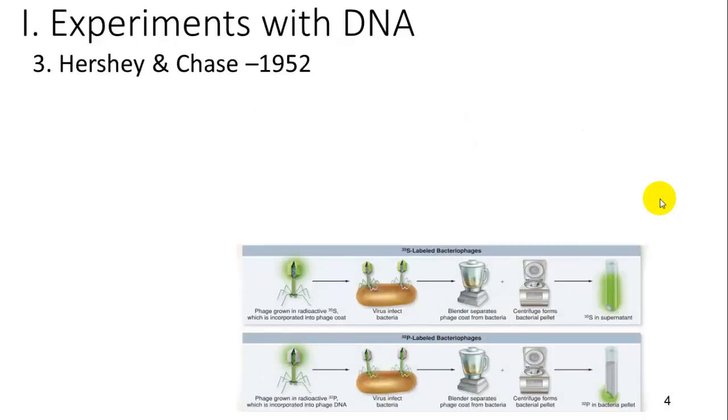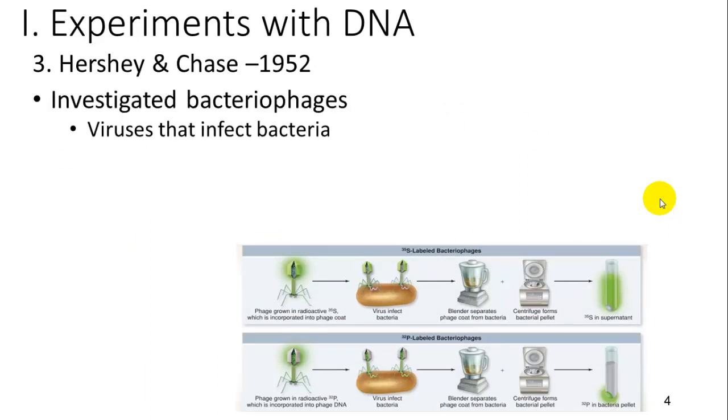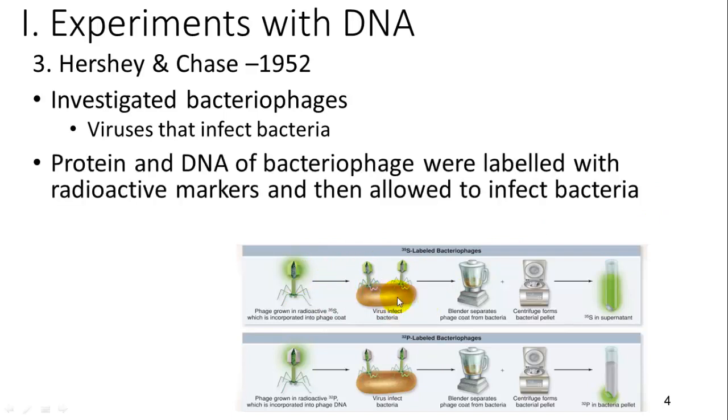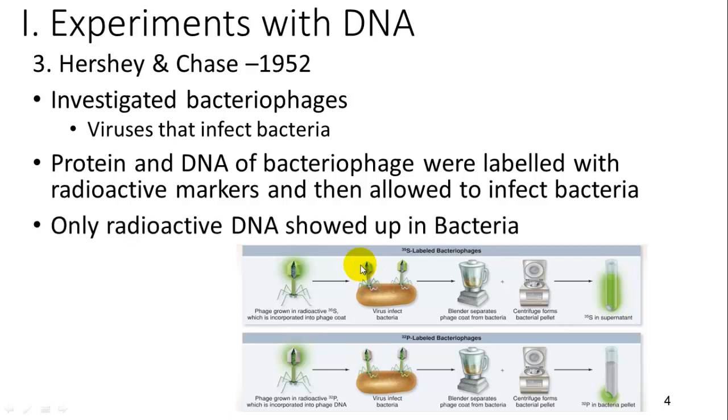Alright, so the next experiment: Hershey and Chase in 1952. What they did is they used bacteriophages, and bacteriophages are viruses that infect bacteria. So here are the viruses, that's what they look like, and this is the bacteria. They infect them. He labeled the protein and DNA of a bacteriophage with some radioactive material, and then he allowed them to infect the bacteria.